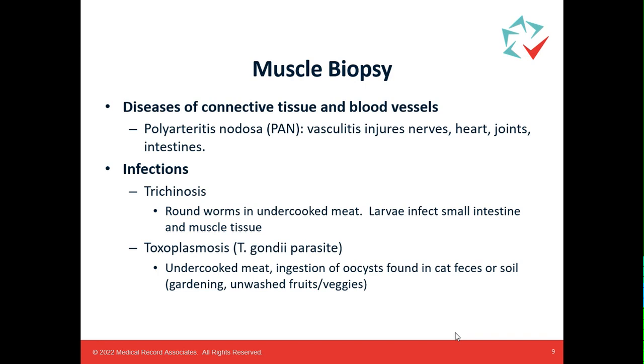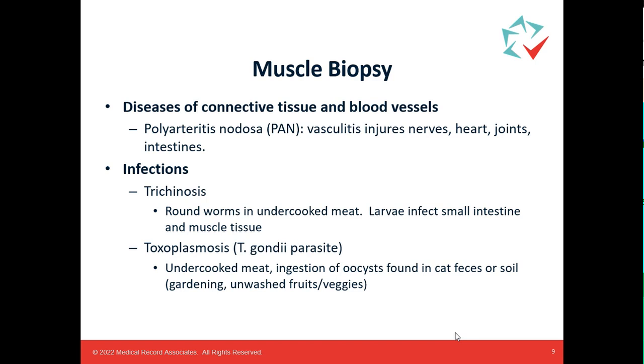We can also determine if a patient has a disease of connective tissue and blood vessels with a muscle biopsy. Polyarteritis nodosa is inflammation of the blood vessels. Symptoms will be related to the body area involved, such as muscle pain or chest pain when the heart is affected. And when nerves are affected, the patients are going to have some numbness or loss of strength. So, a brief definition would be vasculitis, which is injuring the nerves, heart, joints, and intestines.